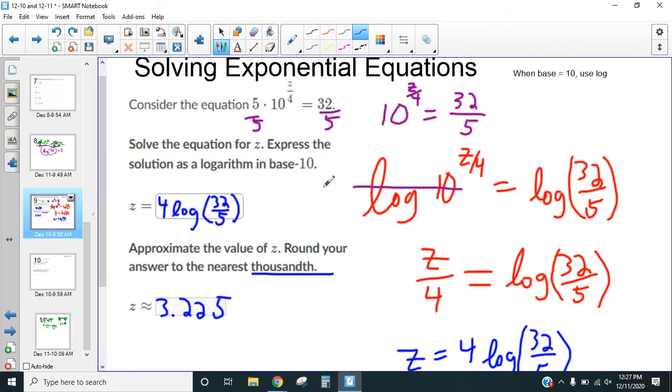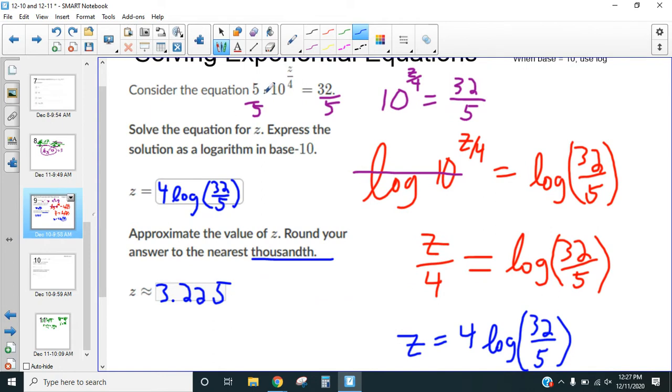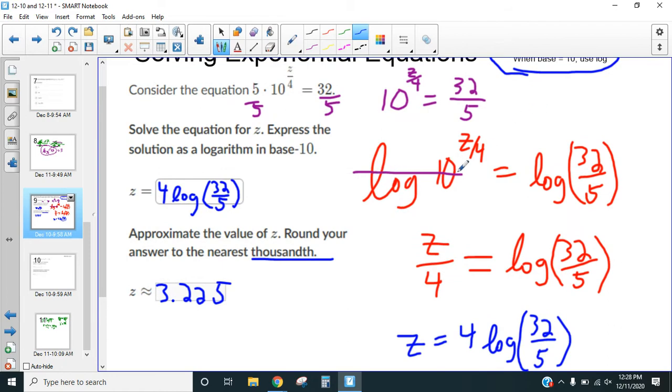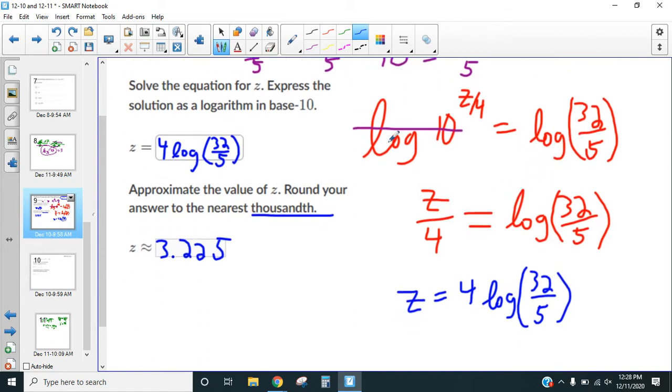All right, so let's review this. We solved this just like any other type of problem. We need to undo all of the operations. So the first thing was we need to get rid of the 5. We needed to divide by 5. Then we needed to get rid of the base 10. Whenever you see a base 10 up here, use regular log, right? Regular log on your calculator. Make sure you do that to both sides. And then undo whatever's left. If it's divide by 4, you're going to have to multiply by 4, right?